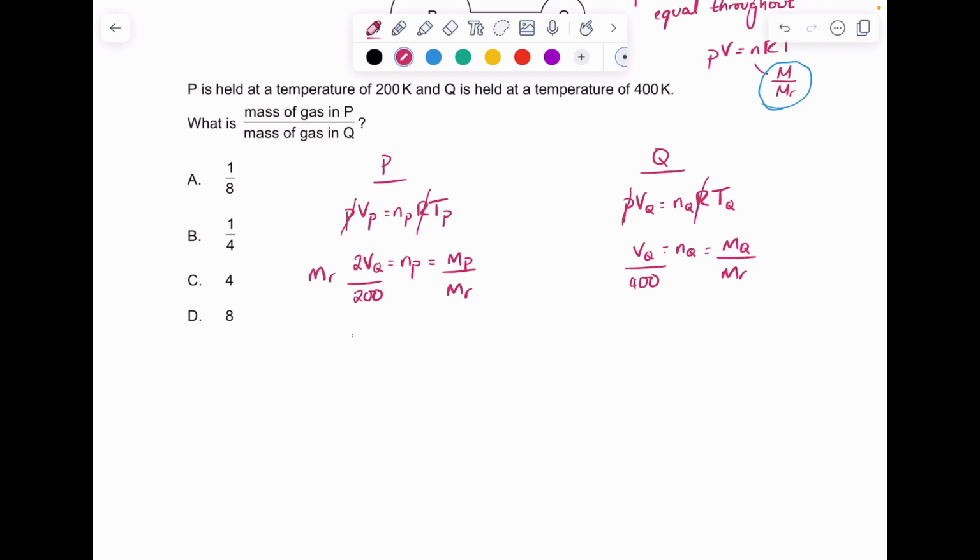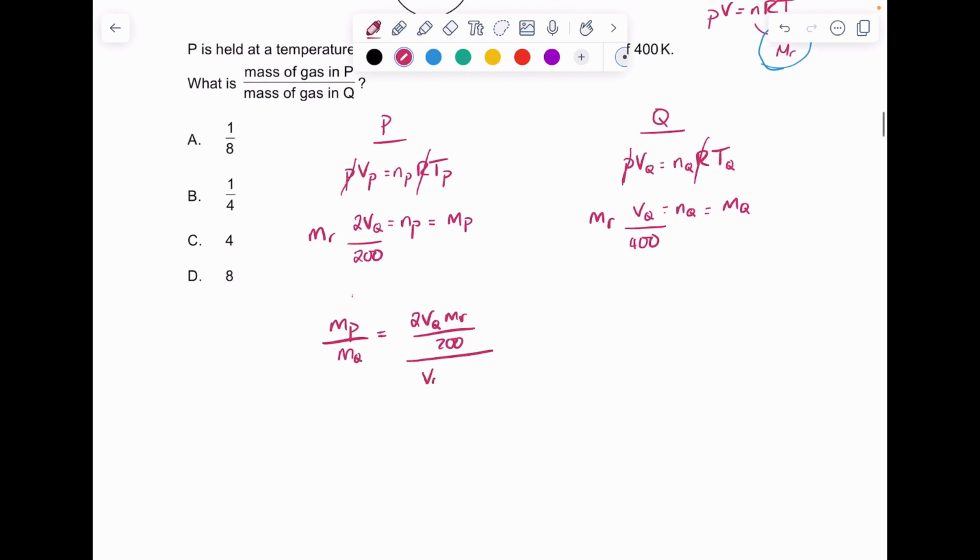So both of these are going to have molar mass in their expressions. Take that away off the bottom of the fraction. Move it up to the side. So we're doing mass of P over mass of Q. Some of you may have already spotted that actually I can get rid of the molar mass as well. They are also going to cancel. But I'm going to have mass of P, which is 2 VQ molar mass over 200, and then mass of Q is VQ molar mass over 400.